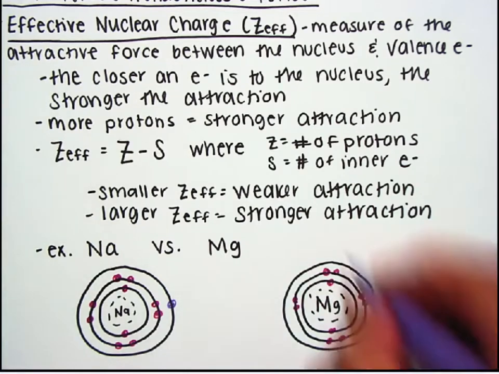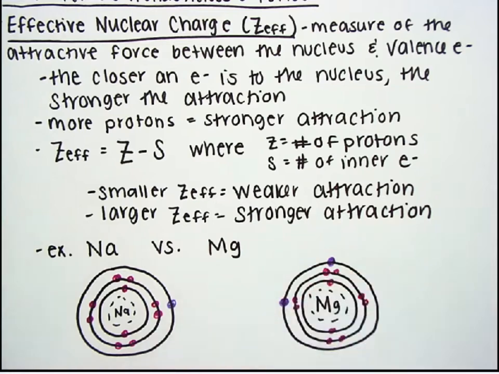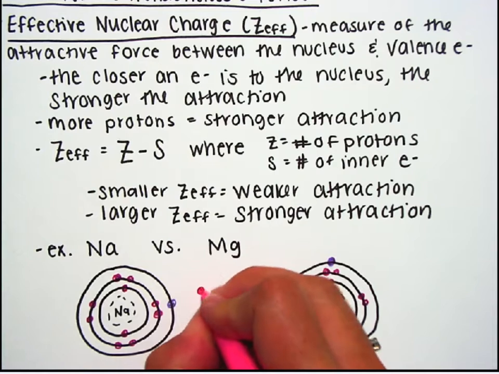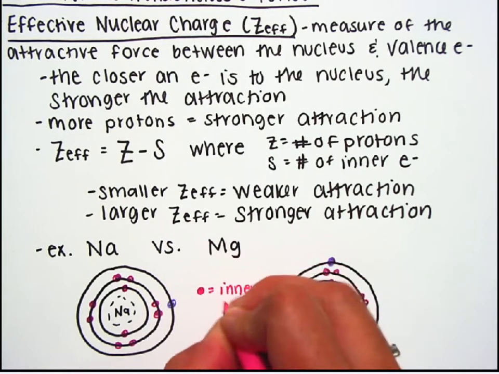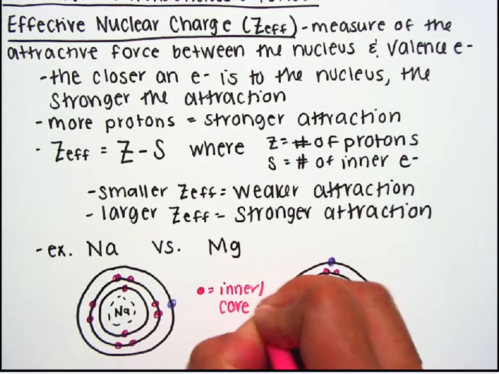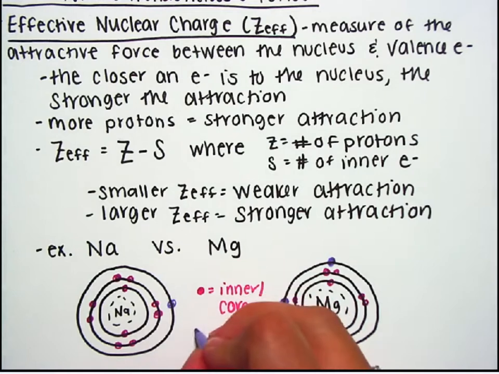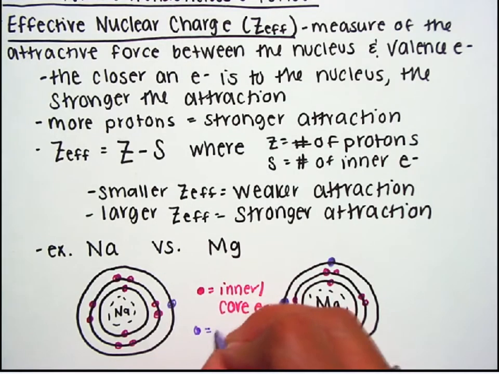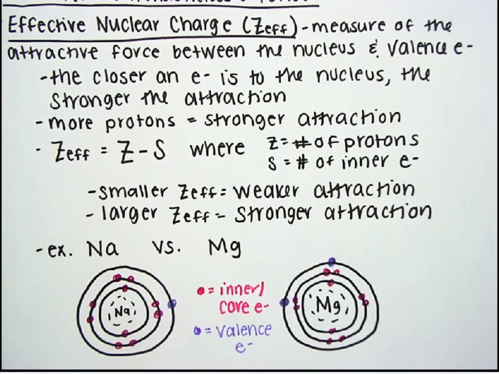Magnesium is in group 2. So magnesium has 2 valence electrons. The electrons in pink are what we call inner or core electrons. The electrons that I drew in purple are in the outermost energy level, so we call those valence electrons.